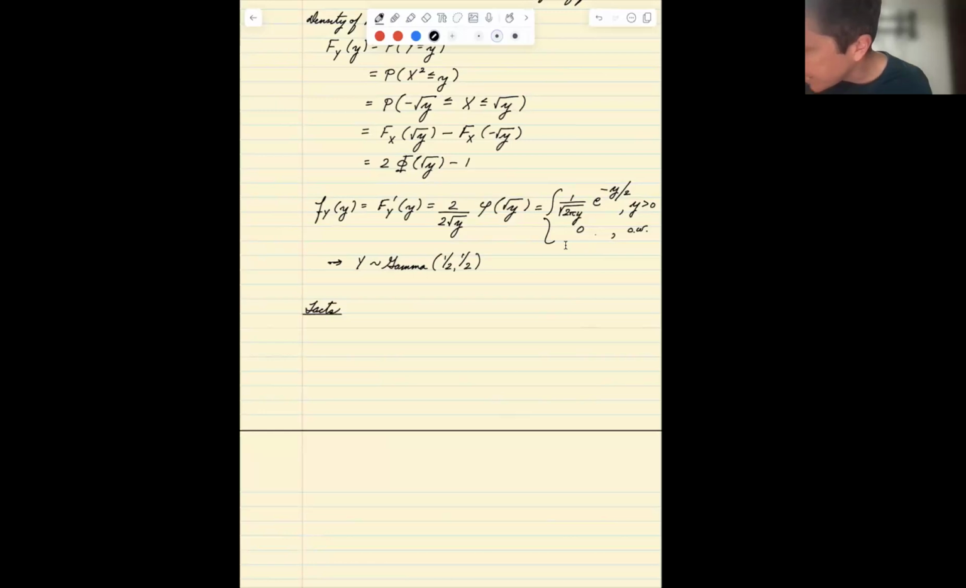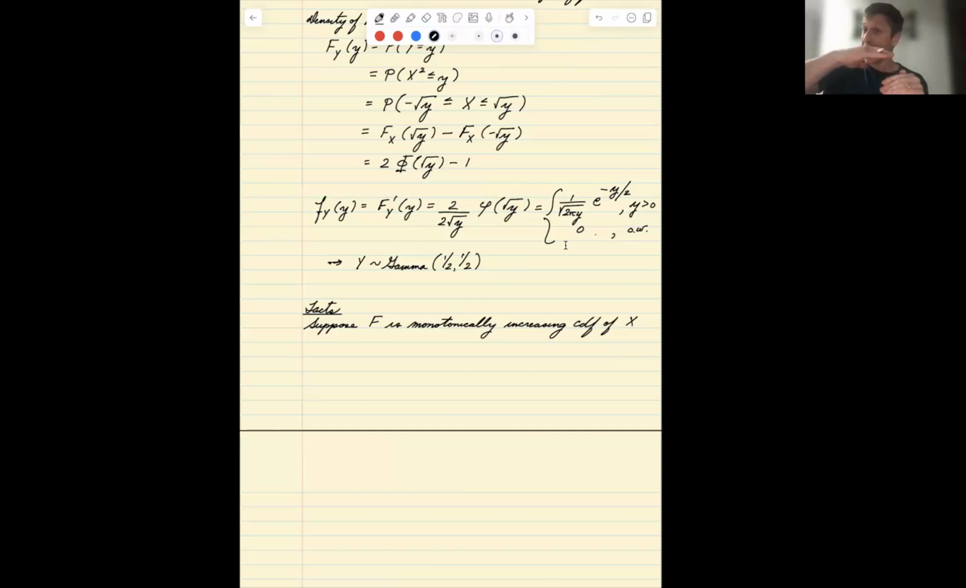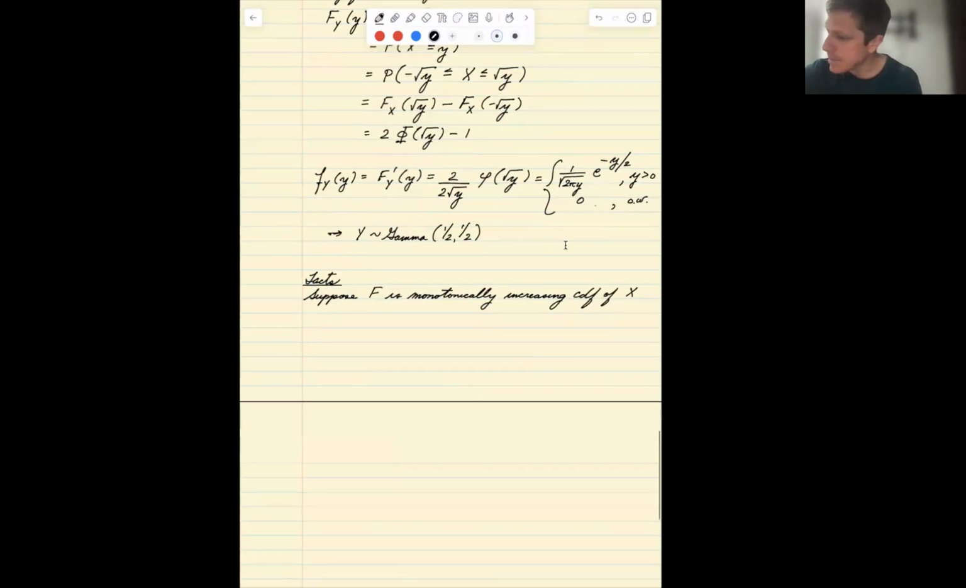Some additional facts about transformations that we want to record here. Number one, suppose F is the monotonically increasing CDF of a random variable x. CDFs don't have to be monotone increasing. They can have flat parts, right? If there's no probability between a certain interval. Let's assume that F is monotone increasing.